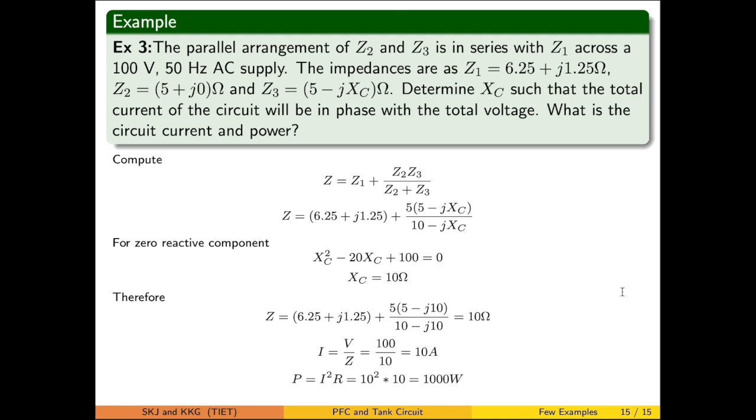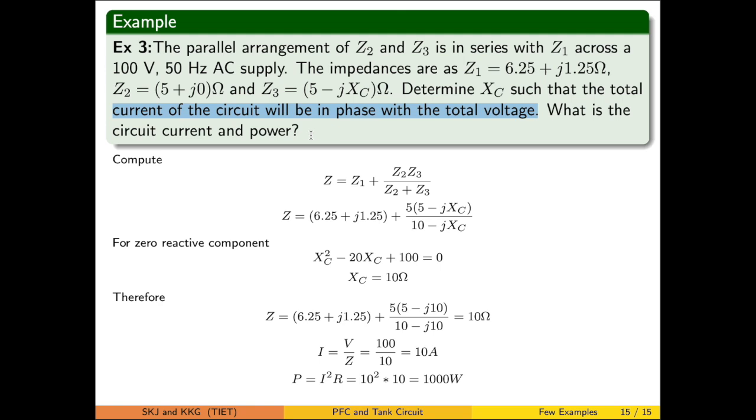The parallel arrangement of Z2 and Z3 is in series with Z1 and supplied by a source of 100 volt 50 hertz. The numerical values are given for Z1, Z2 and Z3. We have to determine the unknown value XC, which appears here, such that the total current of the circuit will be in phase with the total voltage. So this condition dictates unity power factor operation, which means the reactive component in the load, or you can say the combination of this arrangement, has to be zero.